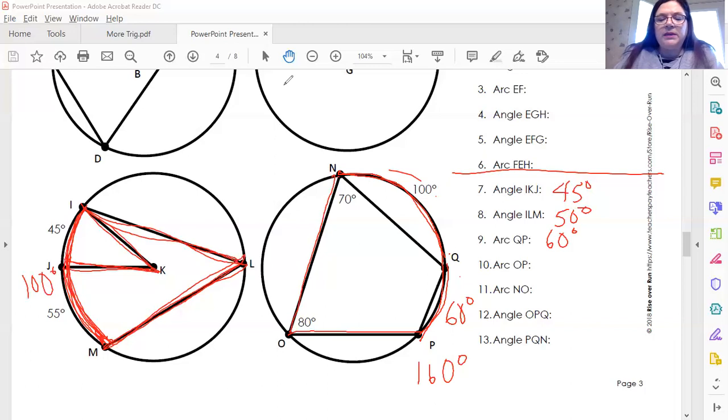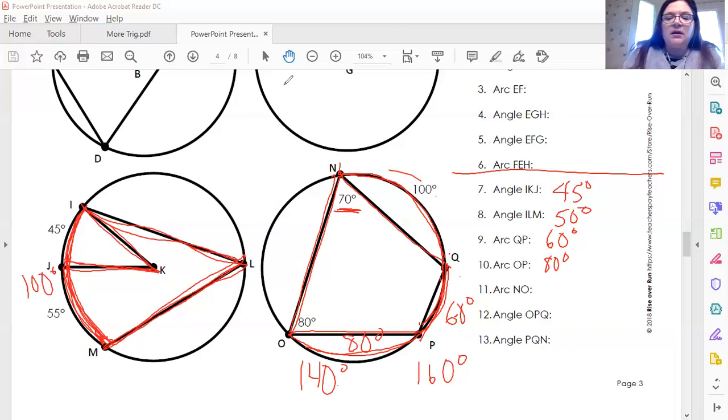What about arc OP? Well, arc OP, I don't have an angle that goes directly to P here, but I do have one that goes out to Q. So I know that OQ is related to this inscribed angle, right? Twice as much as 70 is 140. And I know that QP was 60. So then OP has got to be 140 minus 60, which is 80. We're working our way all the way around this circle now.